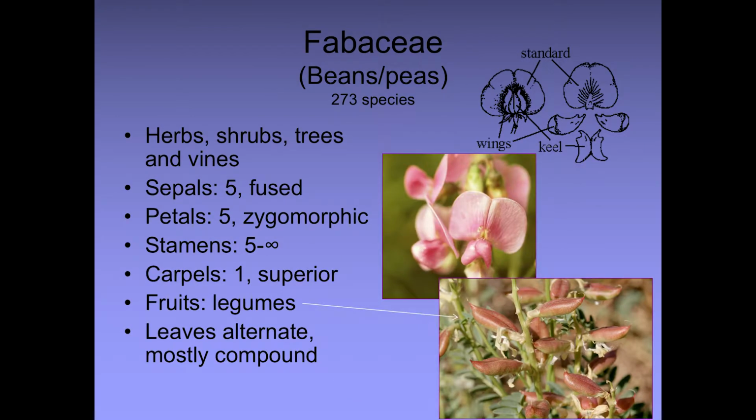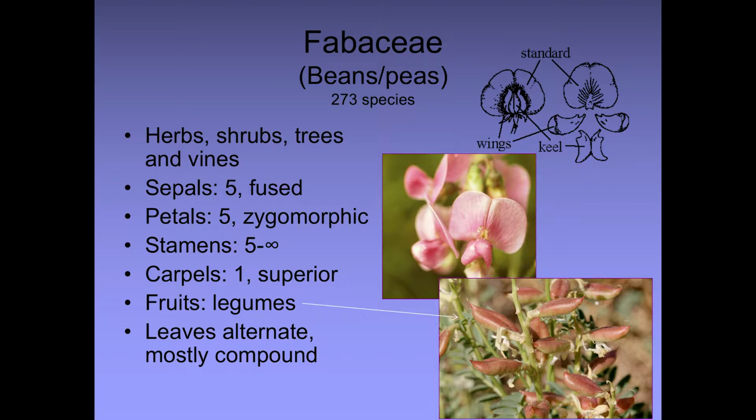The Fabaceae family, beans and peas, 273 species. Herbs, they can be any herbs, shrubs, trees, and vines. 5 fused sepals. The petals, also number 5, and here's a new term, zygomorphic. That means they are irregular. They are bilaterally symmetrical. So if you take that pink blossom and you slice it down the middle, then both halves will be symmetrical.